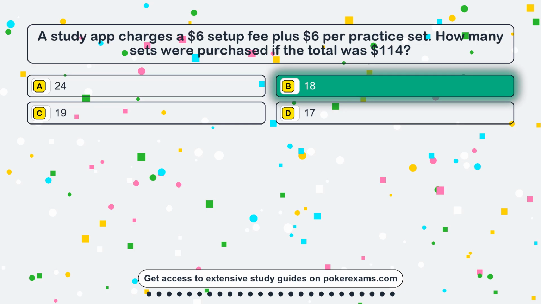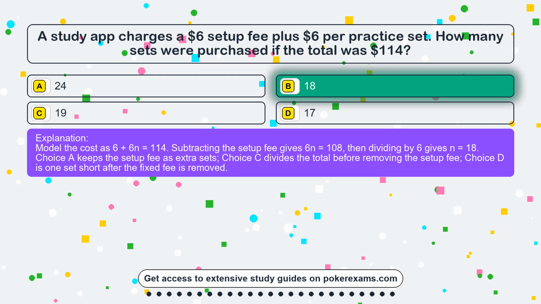The correct answer is option B, 18. Model the cost as 6 plus 6n equals 114. Subtracting the setup fee gives 6n equals 108, then dividing by 6 gives n equals 18. Choice A keeps the setup fee as extra sets, choice C divides the total before removing the setup fee, choice D is one set short after the fixed fee is removed.